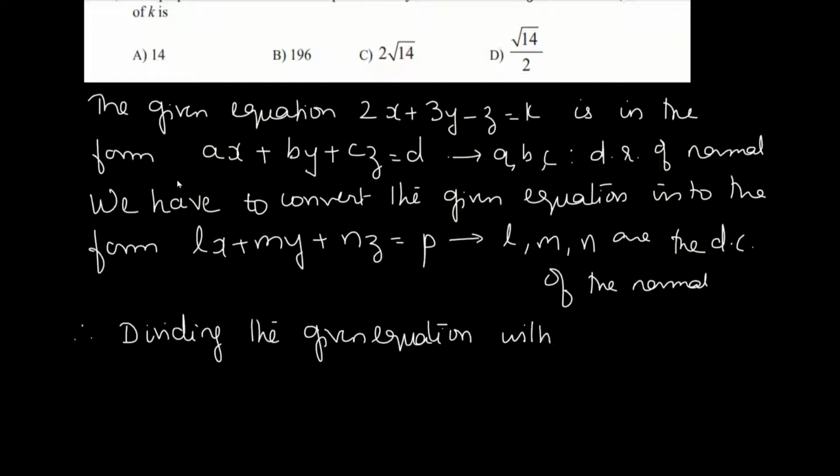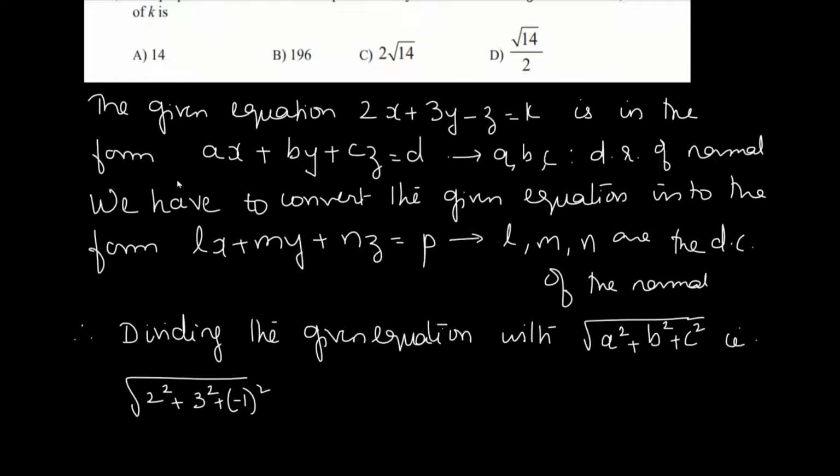Therefore, dividing the given equation with root of a square plus b square plus c square. Now here you have to remember how to find the direction cosines from the direction ratios. So dividing all the terms of the given equation with root of a square plus b square plus c square, that is root of 2 square plus 3 square plus minus 1 square. So these are the direction ratios of the normal to the plane.